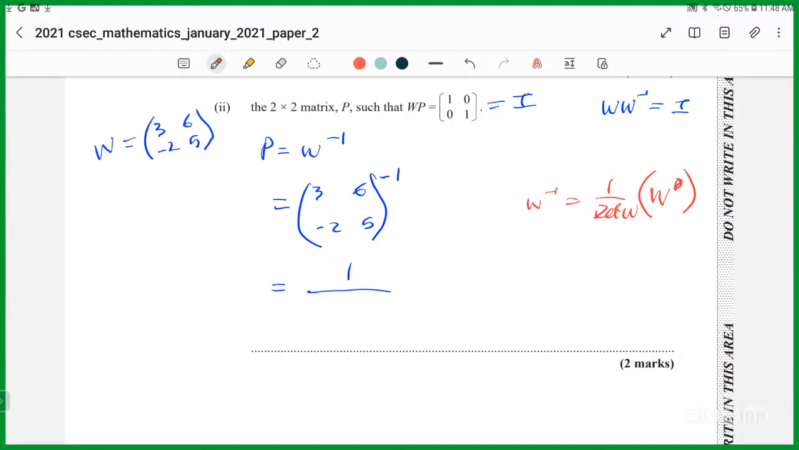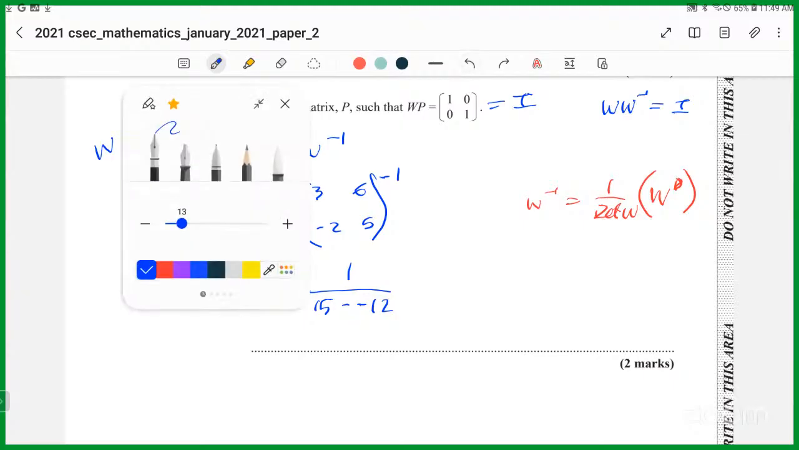So what's the determinant of W coming under here? It is this product minus this product. The first diagonal product is 3 times 5, 15, minus this diagonal product, which is negative 12, since negative 2 times 6 is negative 12. So this is really a plus. 15 plus 12 is 27, so under here is really 27.